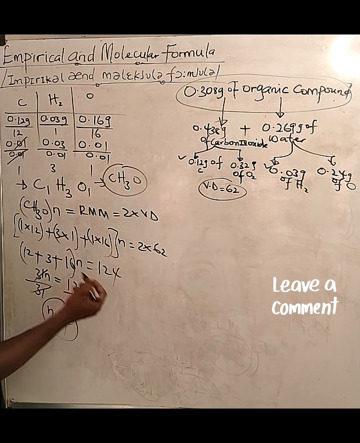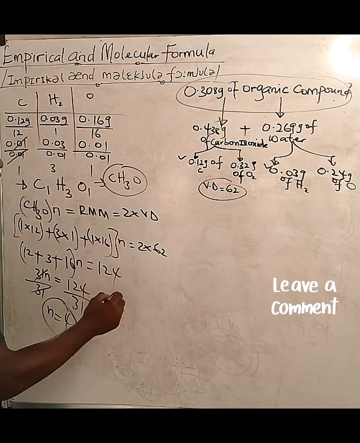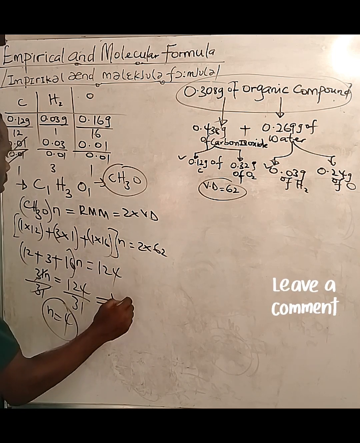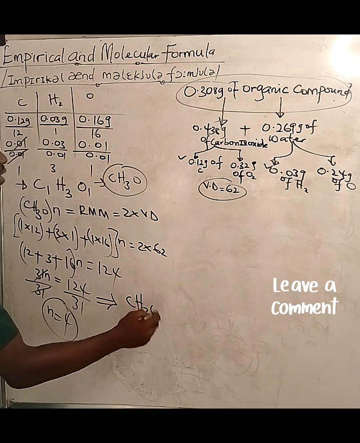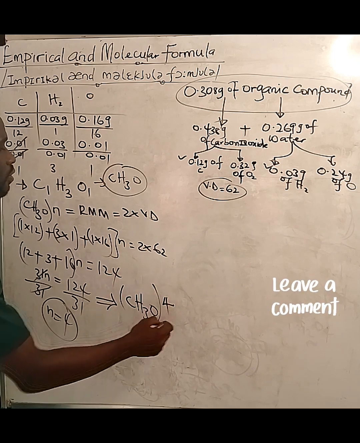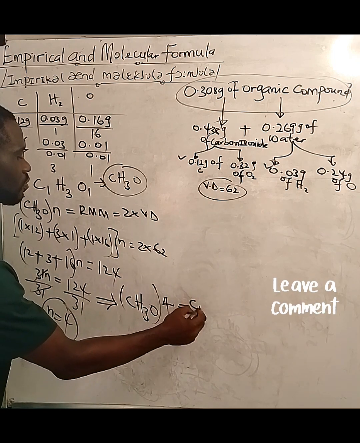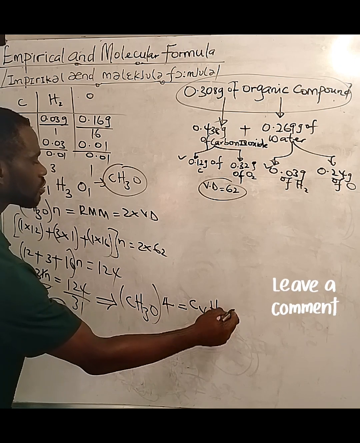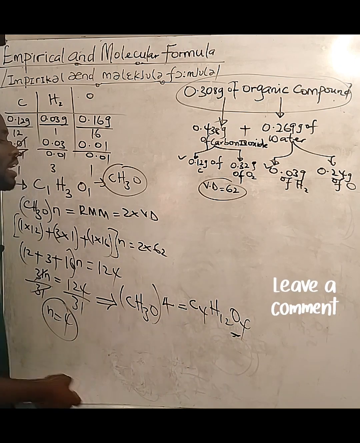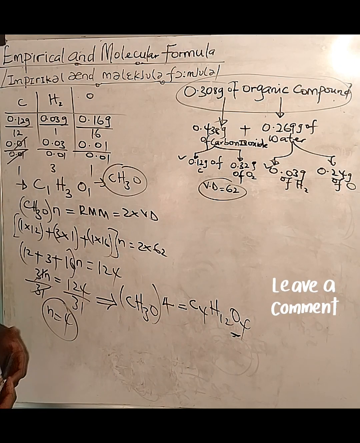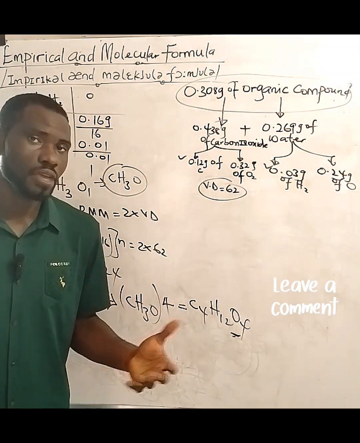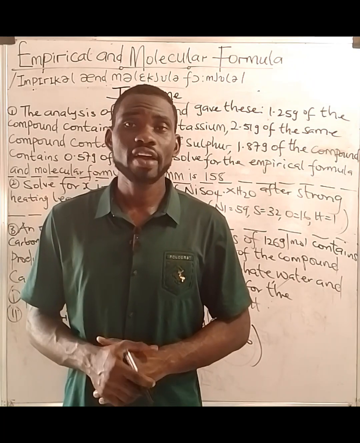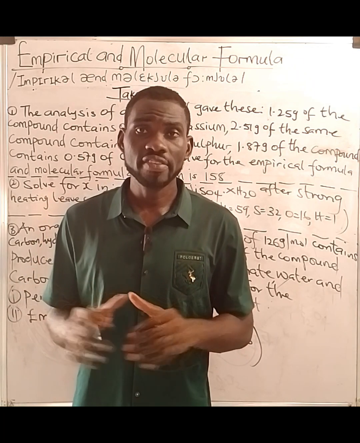So let's get our molecular formula. We're good to go now. So it means our molecular formula is CH3O times 4, which will give us C4H12O4 as our molecular formula. As simple as ABC.